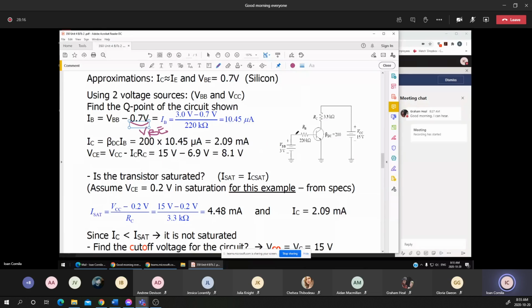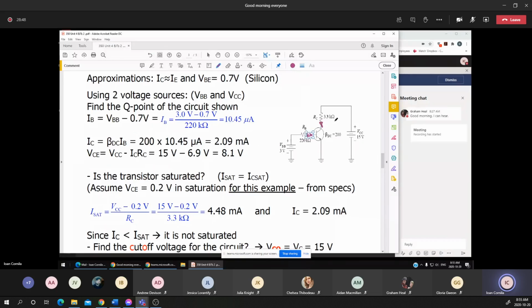VRB, which is the voltage drop across the base resistance, plus the voltage VBE. 3 volts minus the 0.7 divided by the resistance that is connected to the base makes the IB as 10.45 microamps. Another new equation is in terms of the relationship between the IB and the IC.